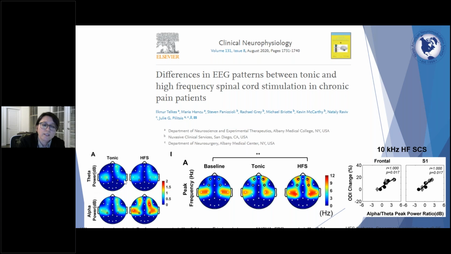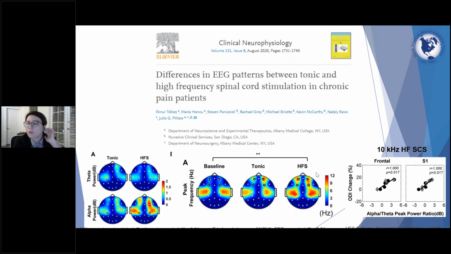On the left-hand side, you see the topographical distribution of relative theta and alpha band powers under tonic stimulation and high frequency stimulation. If you compare the top row, you don't see a significant difference between these two stimulation waveforms at the theta frequency range. But when we look at the alpha, we see an overall enhancement in high frequency stimulation, and the somatosensory area shows a significant enhancement in alpha range. When we look at the changes in the peak frequency, we also found a significant shift in theta in the prefrontal and frontal cortices from stimulation of the 10 kilohertz high frequency stimulation.